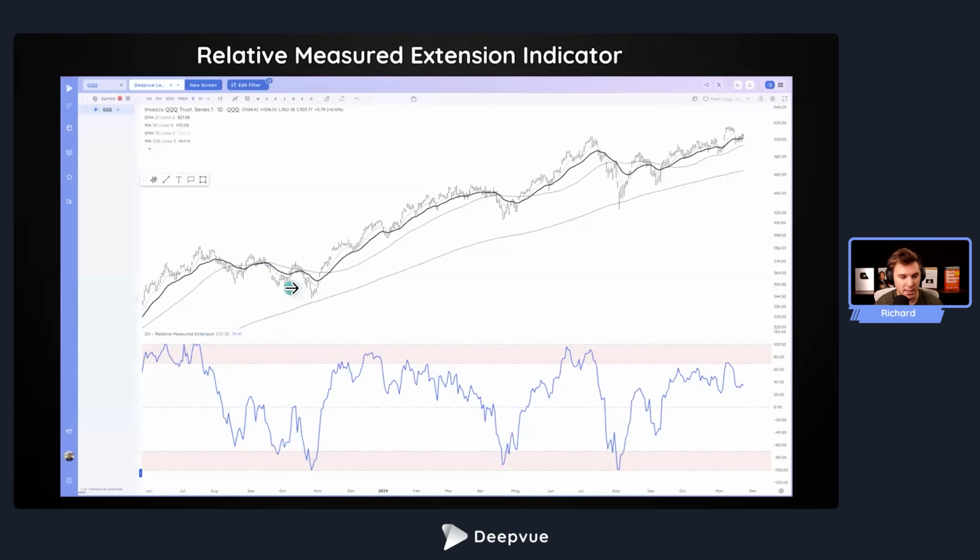So we get extended, we move down, we have this correction, and you can see we get a little bit extended here, we reverse up, and then we have one more leg down and really get below that moving average and get all the way down to negative 100. And this is where base lows and reversals happen. This marked the low of the correction. It's amazing how precise this often is. And we started a new uptrend right after that.